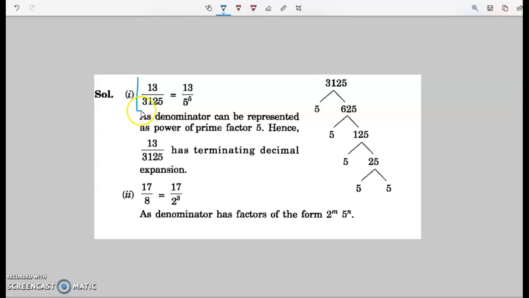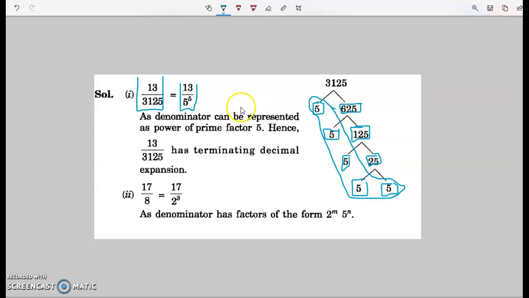13 by 3125 can be written as 13 by 5 power 5 by using the factor tree method and prime factorization. So 5 into 625 gives 3125. 625 is composite, which can be written as 5 into 125. 125 is once again composite and can be written as 5 into 25. By that, 25 is again composite and can be written as a product of 5 into 5, that is 5 square. So this gives us the prime factorization of 3125 by using the factor tree method.